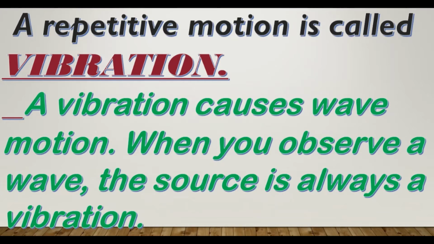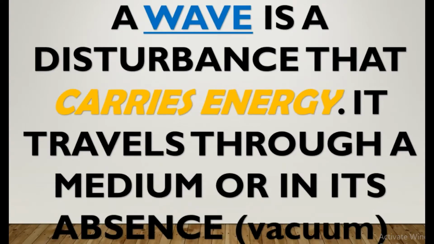To tell you, a repetitive motion is called vibration. A vibration causes wave motion. When you observe a wave, the source is always a vibration. Let's define what is really a wave. Let me point out that a wave, according to this slide, is a disturbance that carries energy, and it can travel with or without what is called a medium.